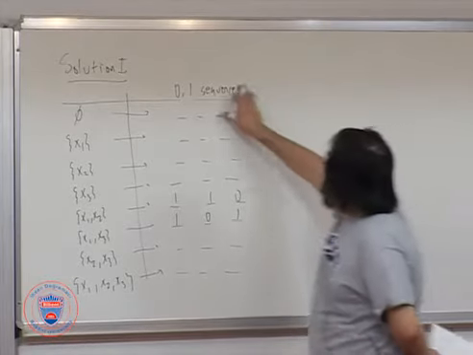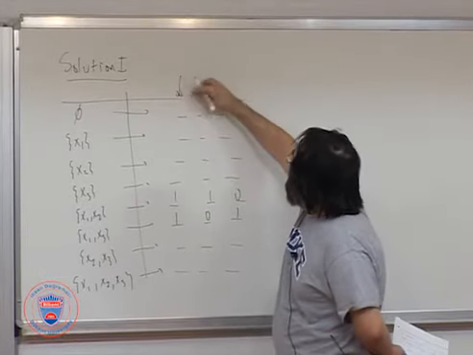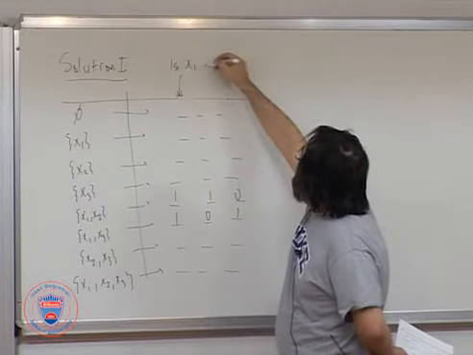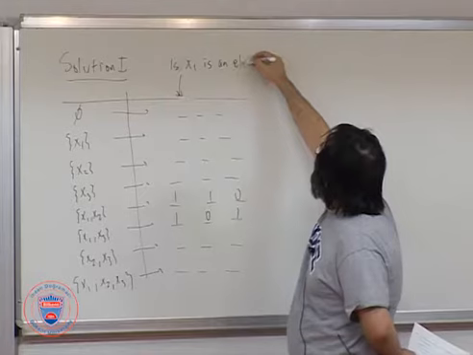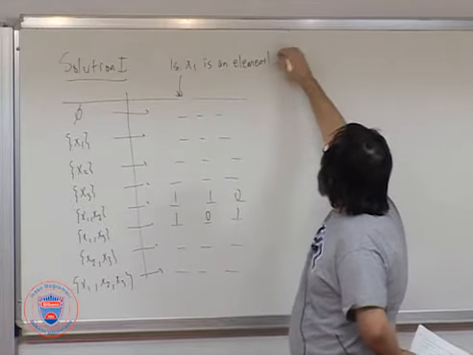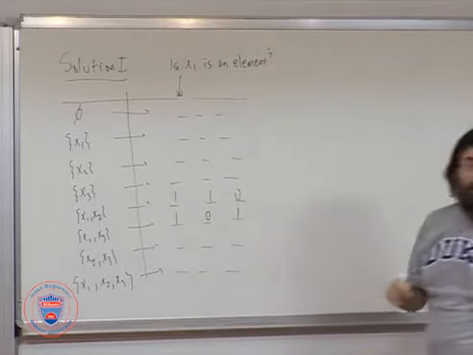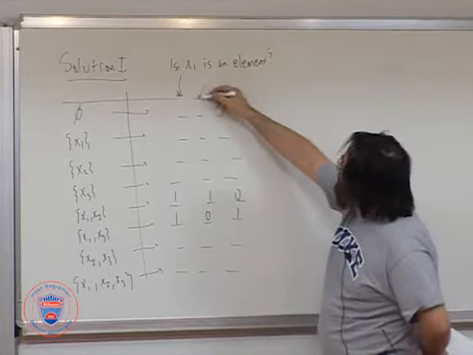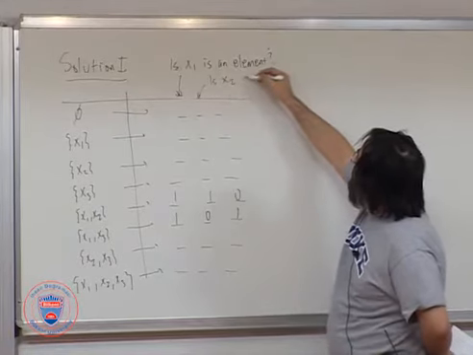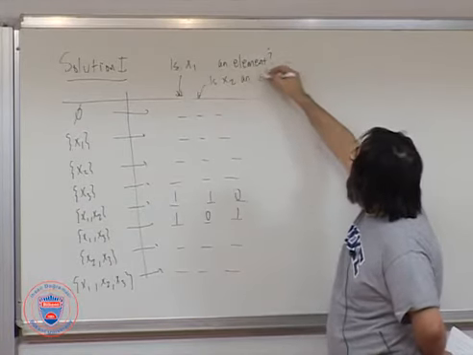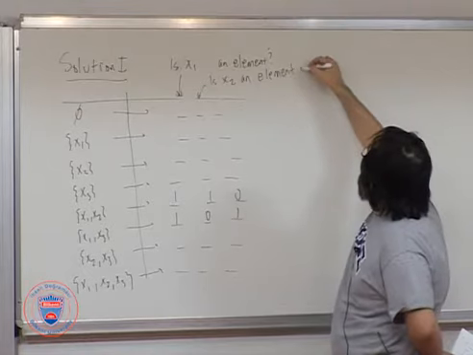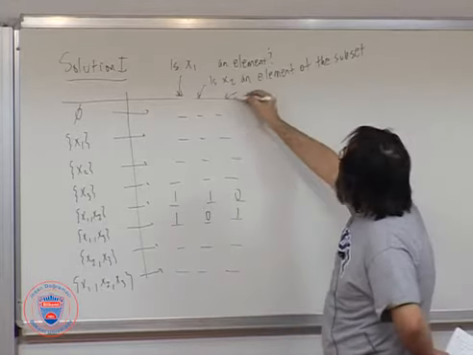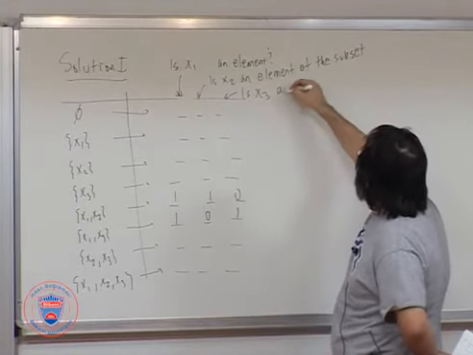So the first one, the question is: is x1 an element? If the answer is yes, you get 1. If not, you get 0. And the second one, the question says, is x2 an element of that subset? And this one, is x3 an element of the subset?